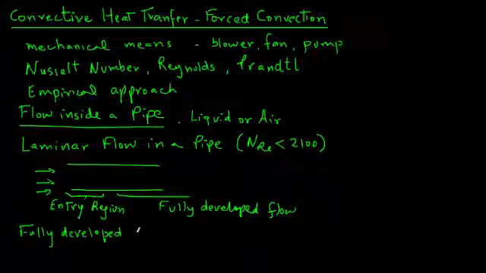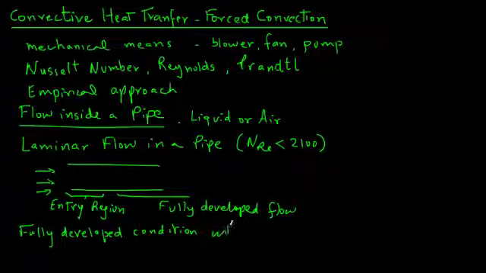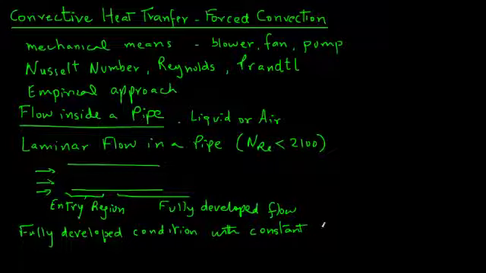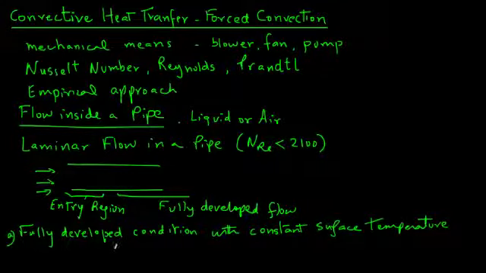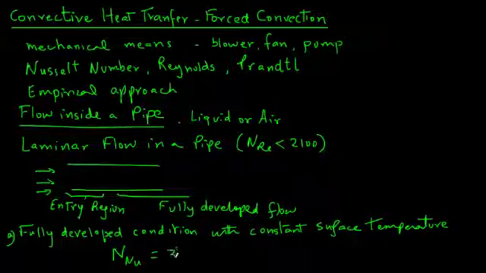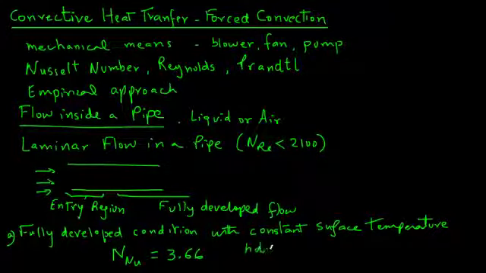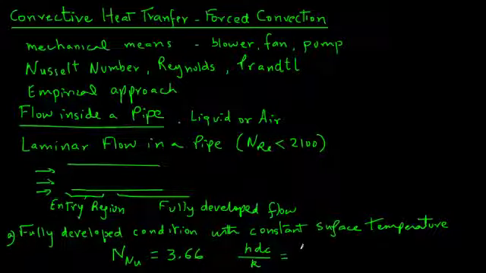And if we have laminar flow in a pipe, then we may have a fully developed condition with constant surface temperature of the pipe. In this case, the formula is very simple. Nusselt number will equal 3.66. So if you were to find out the convective heat transfer coefficient, you will essentially substitute for Nusselt number h dc over k, and that will equal 3.66.